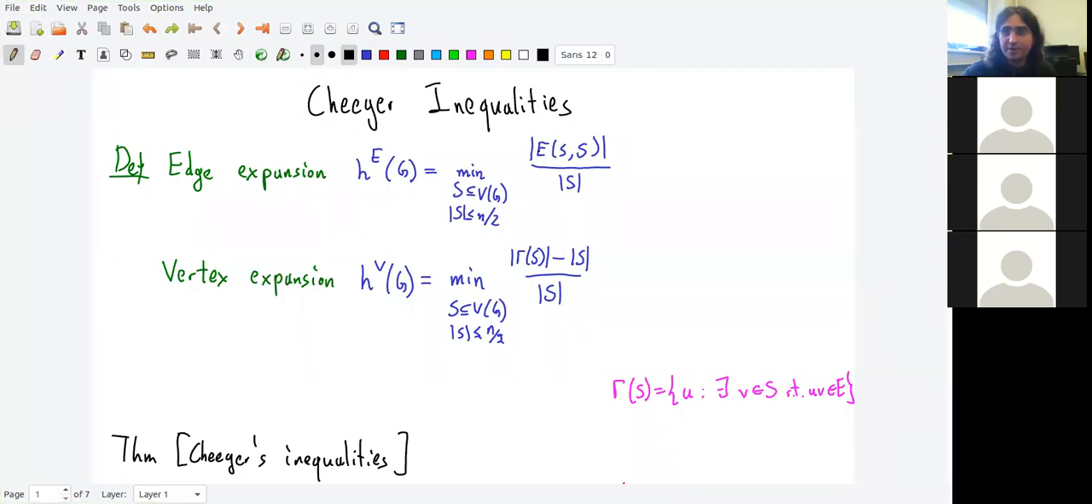So welcome to the next lecture of selected topics in graph theory. Today we are continuing with expanders.